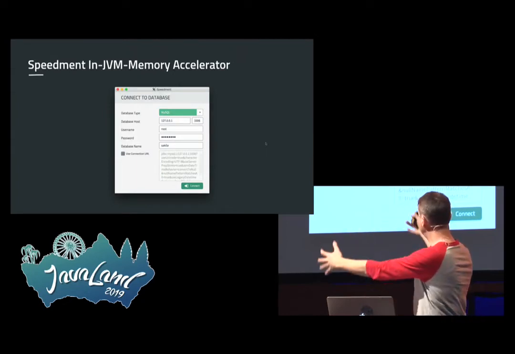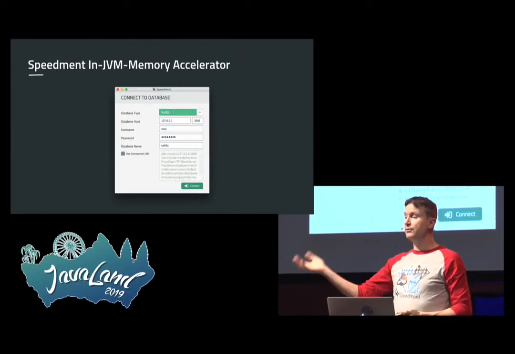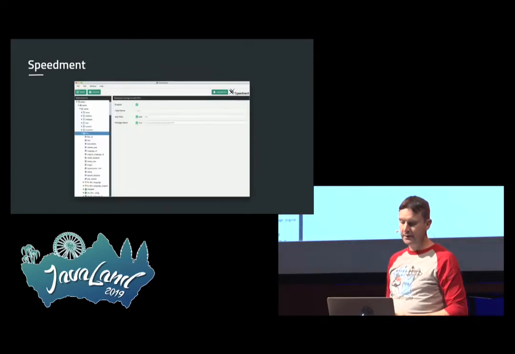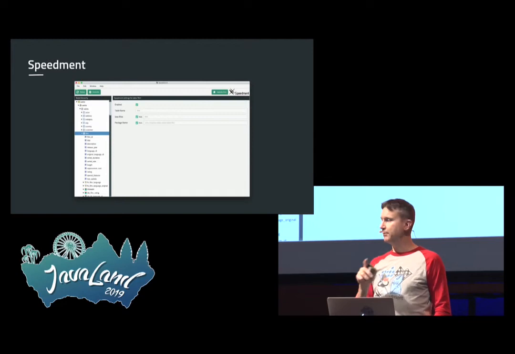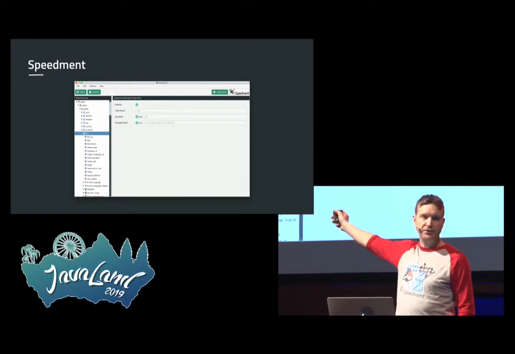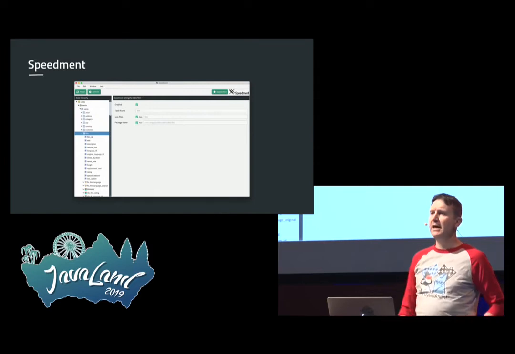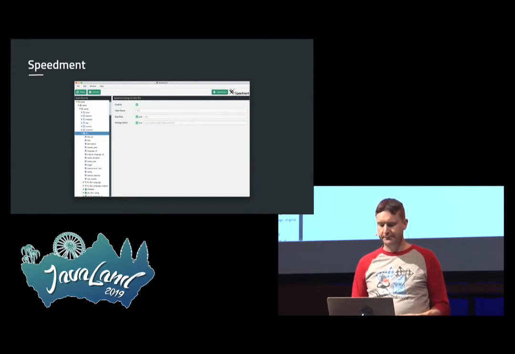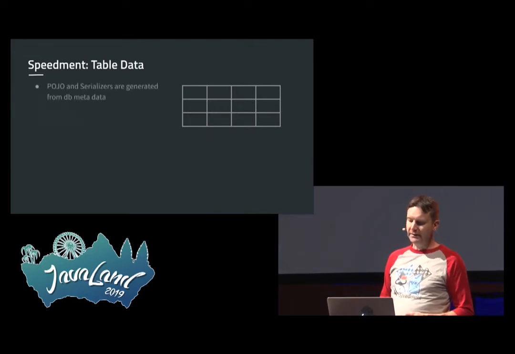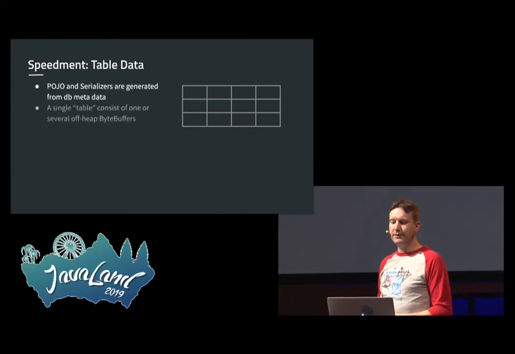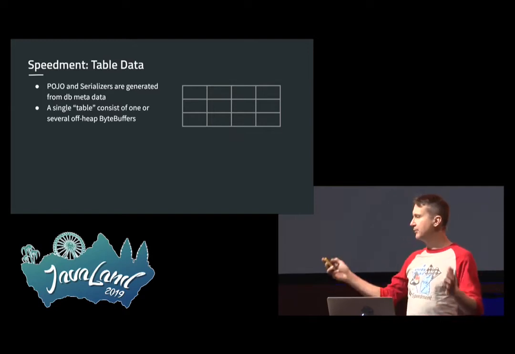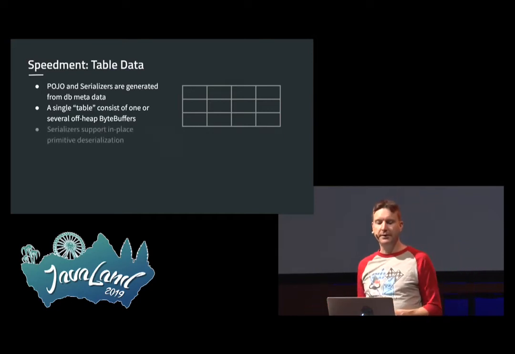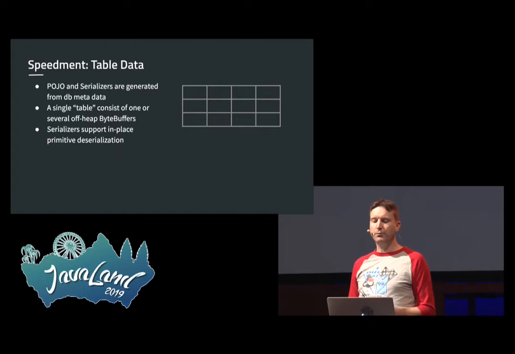What it does is that it connects to a database, and it retrieves all the metadata from the database. And you have this tool where you can inspect all the tables you have, and then you press the button Generate on the top of the screen here, and it will generate all POJOs, serialization support, and everything you need to create a program that's using off-heap memory. So table data, for example, are extracted from the metadata. A single table consists of several off-heap byte buffers, because if you have terabytes of data, it can't fit into a single byte buffer.